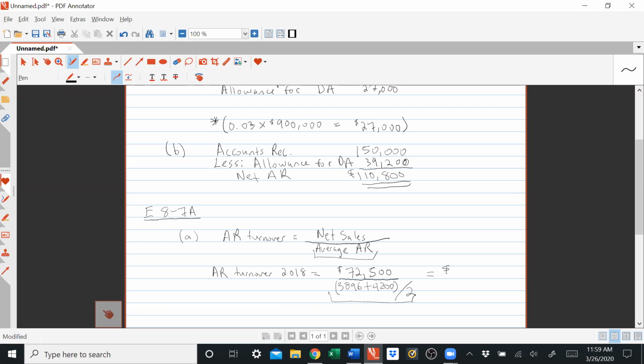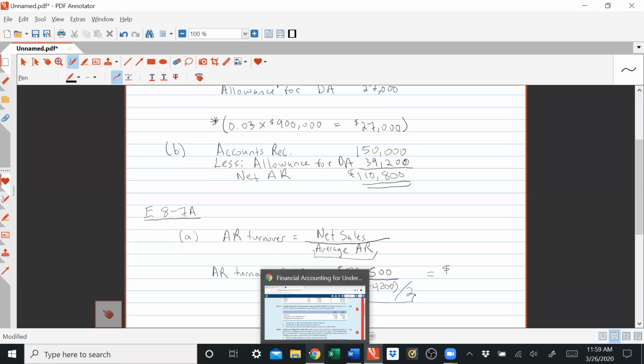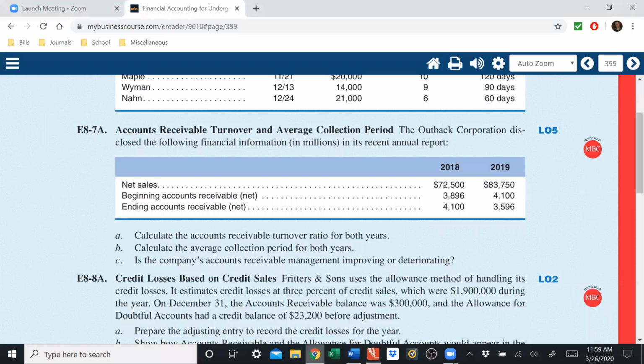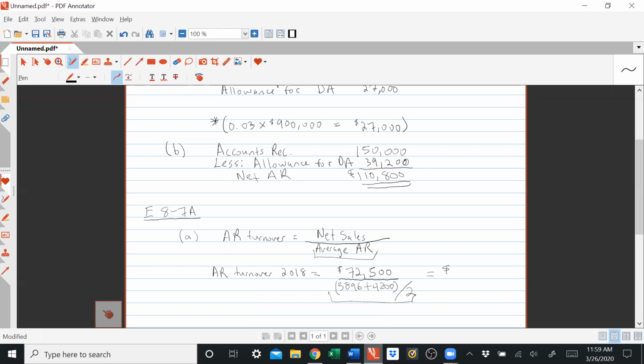So for 2018, we'll get, I don't have a calculator on me. Probably should have done that. Actually, I do have a calculator. Give me a second here. $72,500 divided by the average of 3896 and 4200 is, so the answer is not in dollars because we have dollars divided by dollars. It's just a number. So it's 17.910079 and so forth. So 17.91, this means that during 2018, the Outback Corporation turned over their accounts receivable approximately 18 times that year.